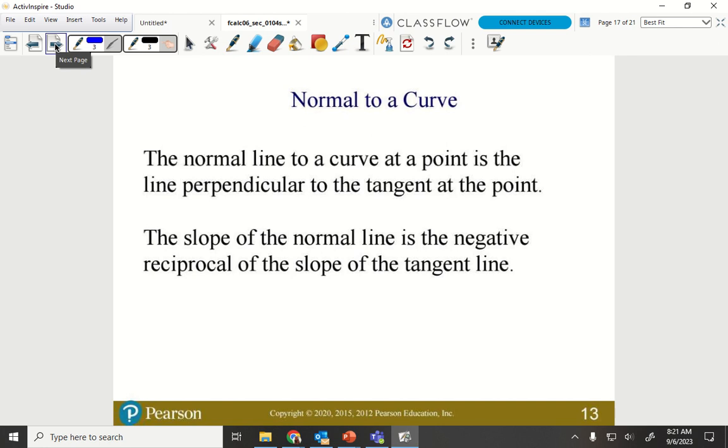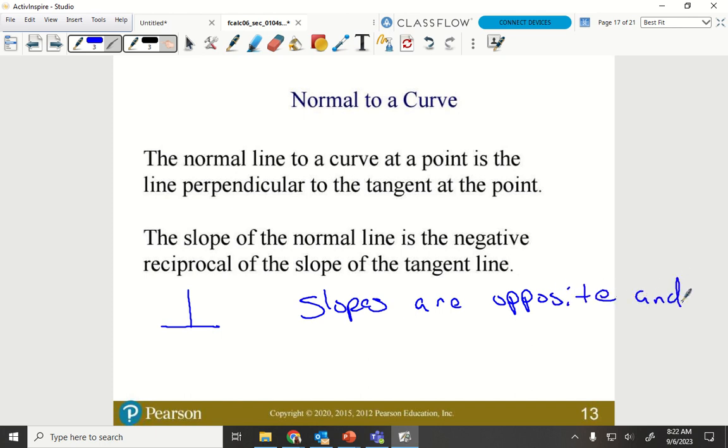Normal line. Okay, we said that a tangent line touches the curve at a single point. A normal is perpendicular to the tangent. So perpendicular, my slopes are opposite and reciprocal. Opposite and reciprocal. And my penmanship is horrible.